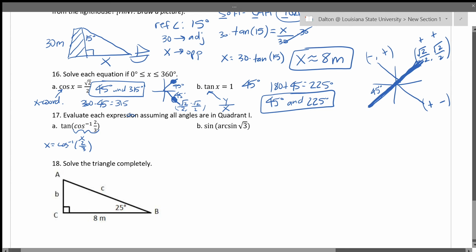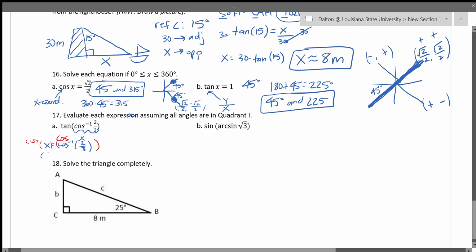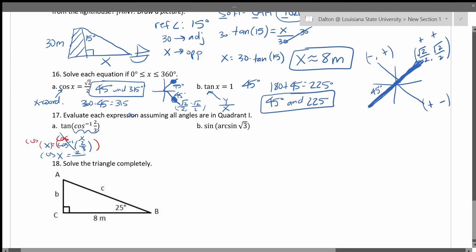So it's the same thing as if something was being multiplied and I decided to divide it, or vice versa. So if I take the cosine of the left side and the cosine of the right side, then on the left side, I'm left with the cosine of x, and on the right side, cosine times cosine inverse cancels. So basically, they disappear. And all you're left with is 2/3. So the cosine of x is 2/3.